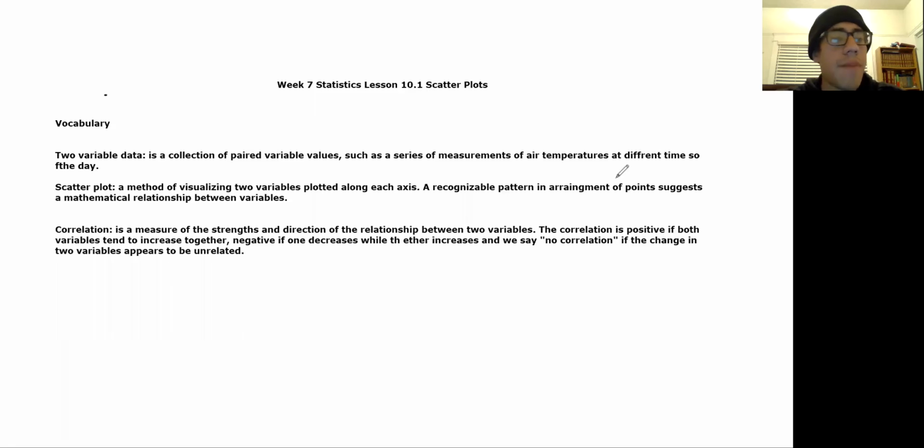So, for example, two variable data is a collection of paired variable values, such as a series of measurements of air temperatures at different times of the day. What that means is in statistics, for a lot of the stuff, we take two variables and we compare them to each other, and we see if there's any kind of relationship between them, right? So, for example, hot days and ice cream sales. Generally speaking, there is what we call a correlation between hot days: the hotter the day gets, the more ice cream that tends to sell.